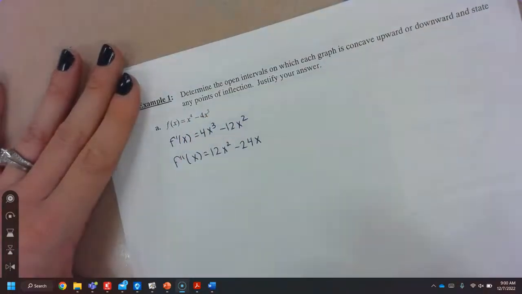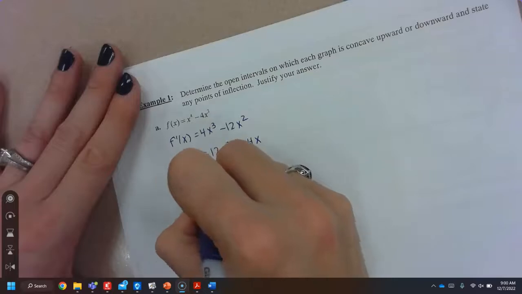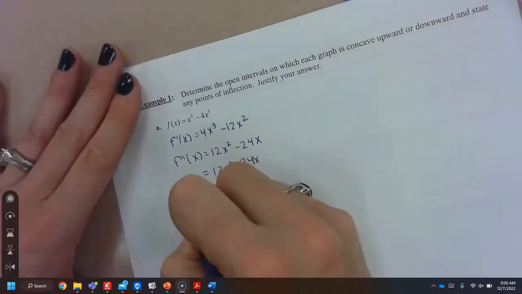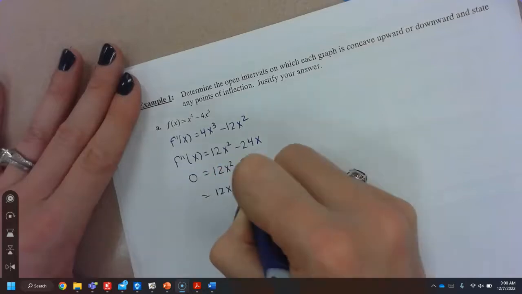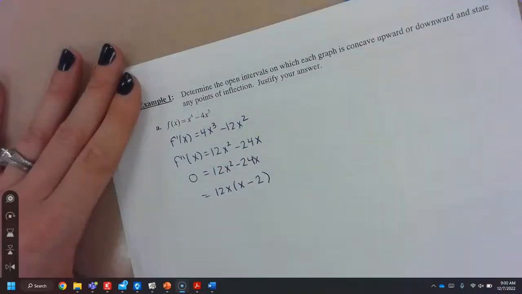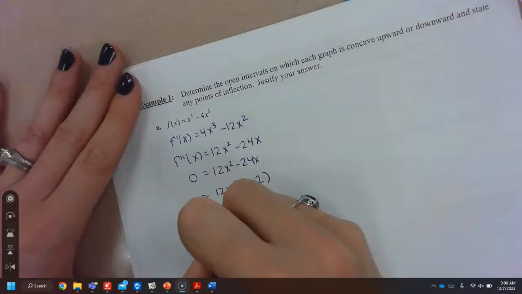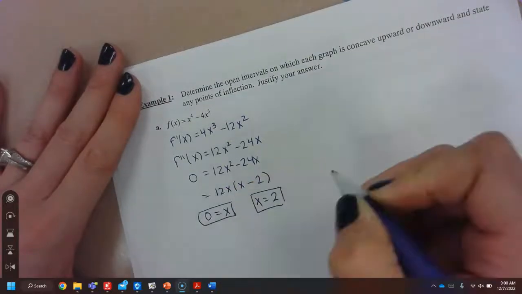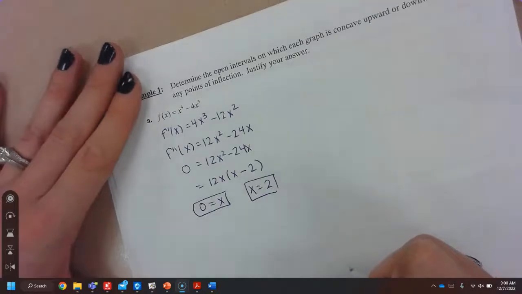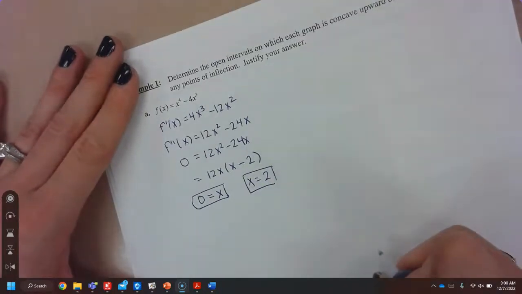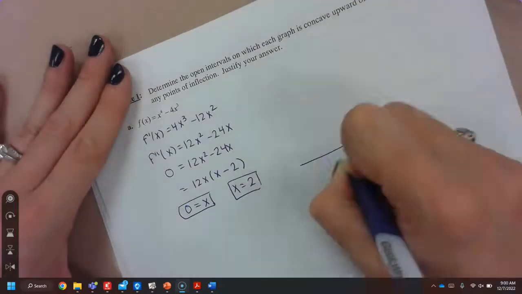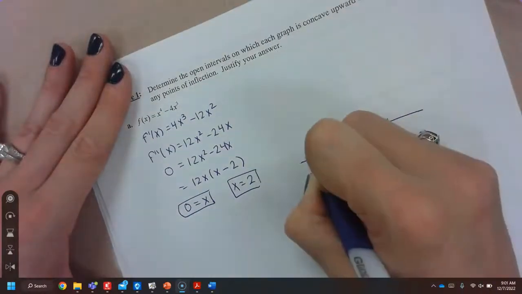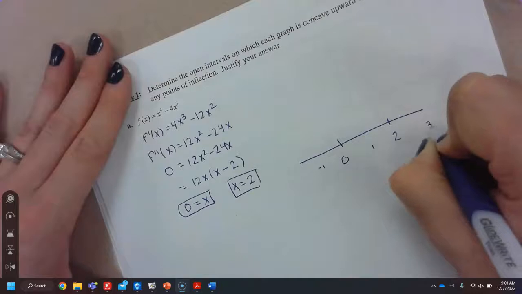Then I'm going to find my second derivative, set it equal to 0. So I get x equals 0 and x equals 2. These are my critical points. They are my potential points of inflection. So then again, I'm going to do my number line test, and I'm going to plug in -1, 1, and 3.